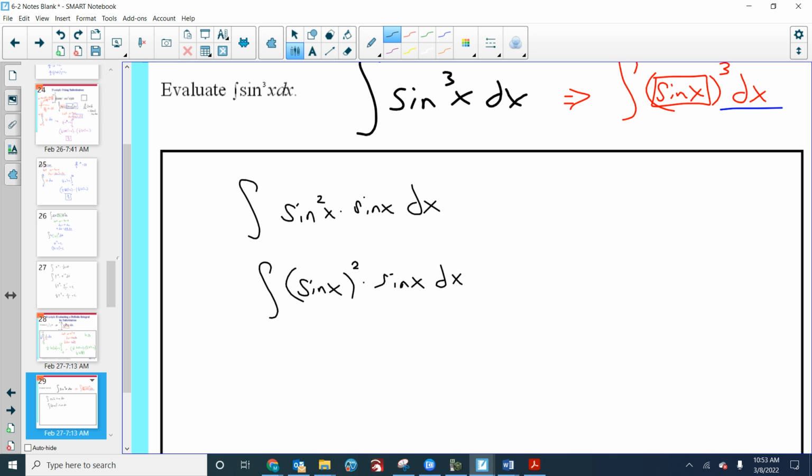Now, if you're thinking, well, let u equal sine of x, and du would be cosine x. I don't have a cosine x dx. There's sine of x dx. If only we had an identity for sine squared x. Maybe like 1 minus cosine squared x.